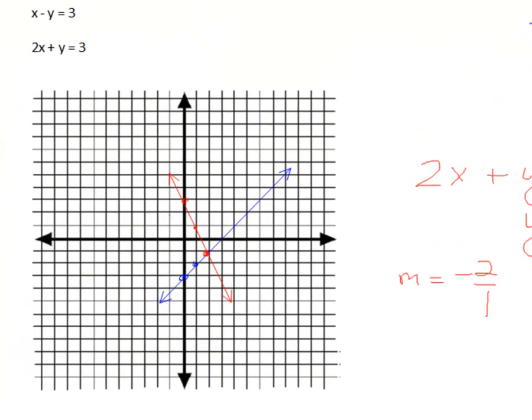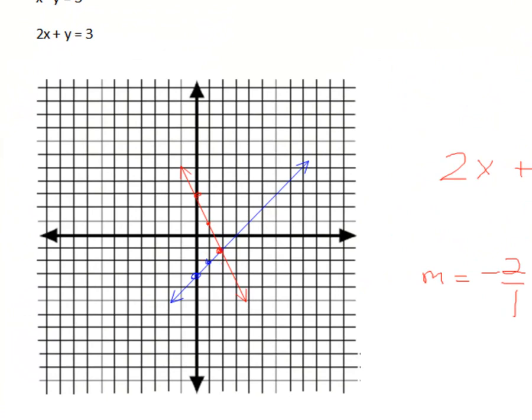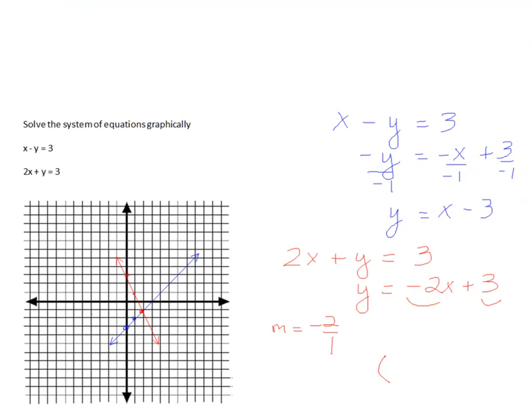So both lines meet at the point x equals 2, y equals -1. You can read that from the graph. And now we're going to check that. So the solution to our system is the point 2, -1, and we're going to check it. And again, remember, you check that by substituting your solution into both equations and showing that you get true statements.